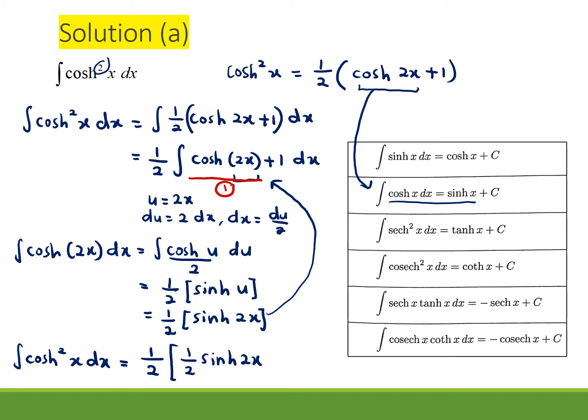And then another one is the integration of 1 dx, which is plus x. And all this, and then plus the constant of c. So next we expand this, we get 1 over 4 sine hyperbolic of 2x plus 1 over 2 x plus c. So this is the integration of cos hyperbolic square x dx.